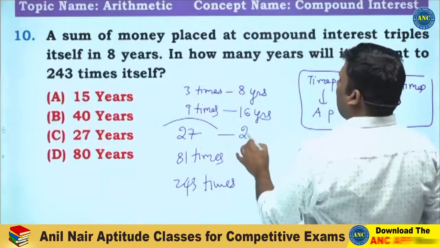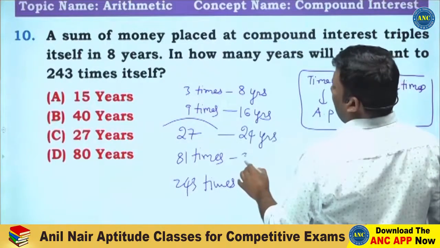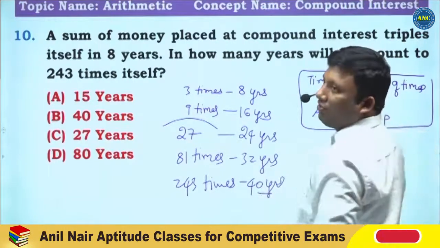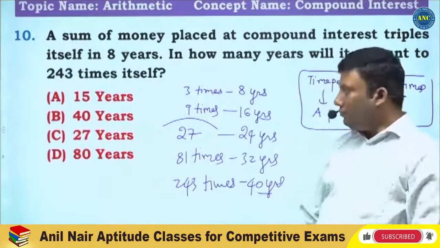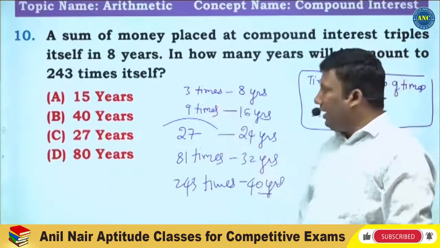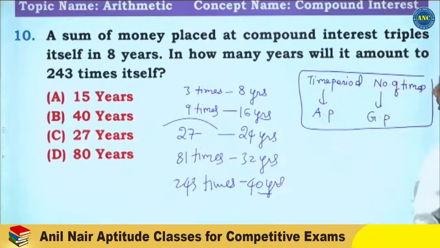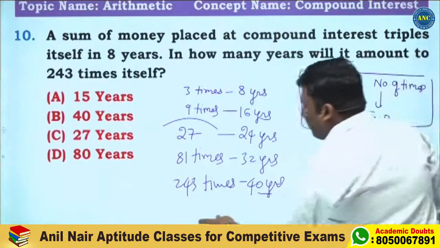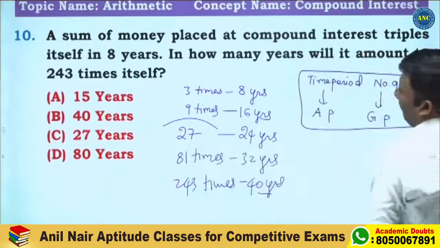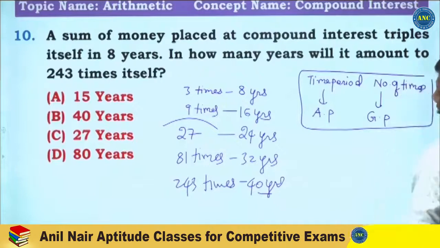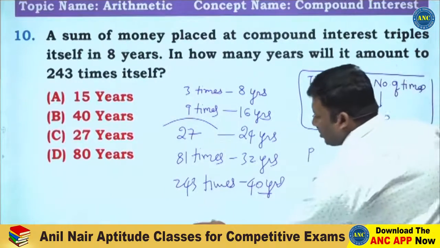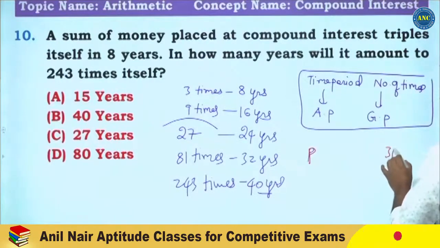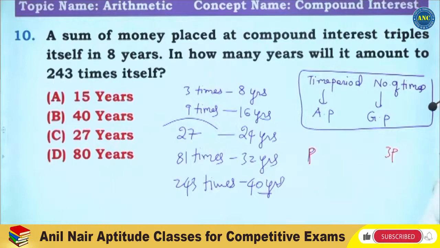243 times. 8, 16, 24, 32, and it is 40 years. Very, very easy question. 3 times it will happen in 8 years. So in case you want the proof for it, now see here. In every 8 years it is becoming 3 times. That means if it is P, this is becoming 3P.